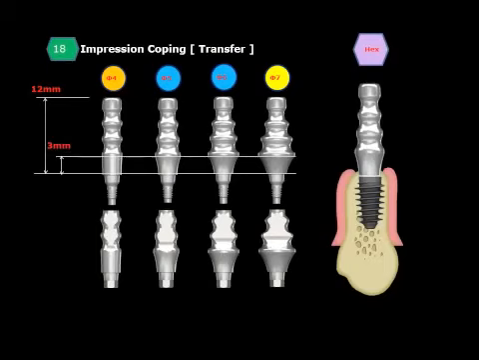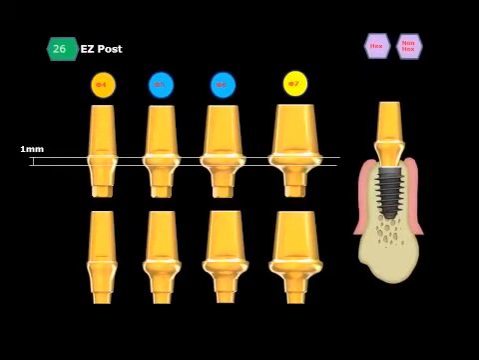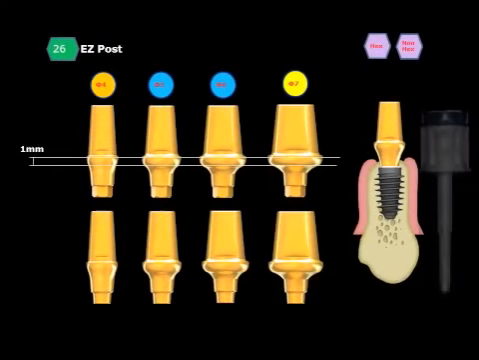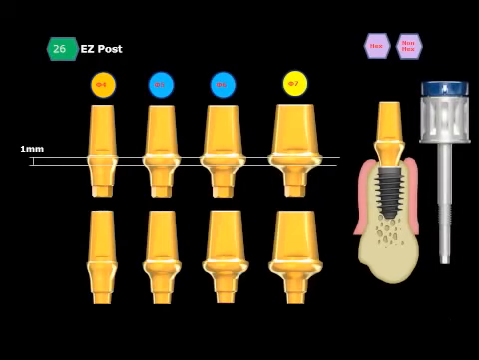You note the different transfer impression copings here, 4, 5, 6, and 7 millimeter flares. However, once again, one prosthetic connection. So all of those are interchangeable. Same thing with the abutments, as you can see. 4, 5, 6, 7 millimeter flares, but one prosthetic connection with your 5-degree Morse taper and internal hex built into them nicely.